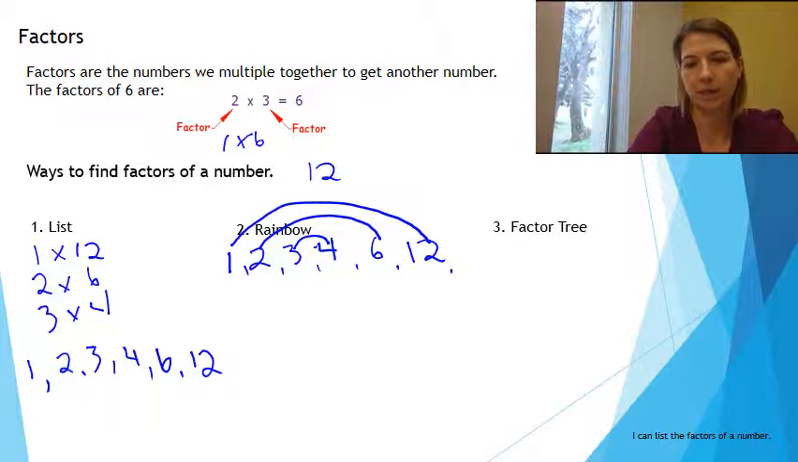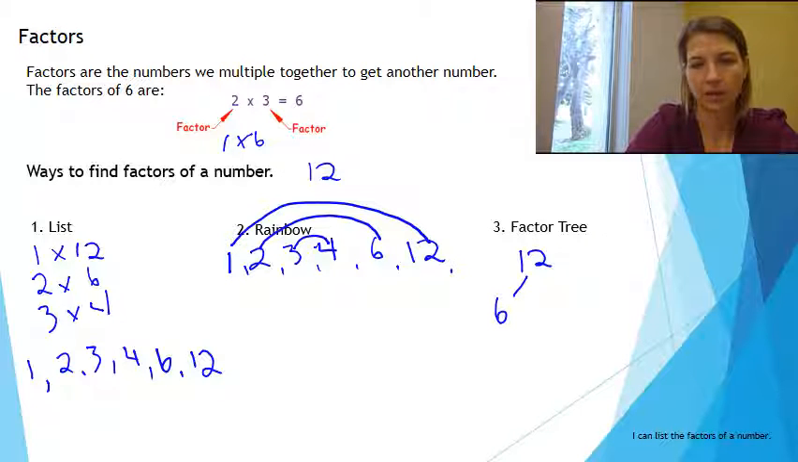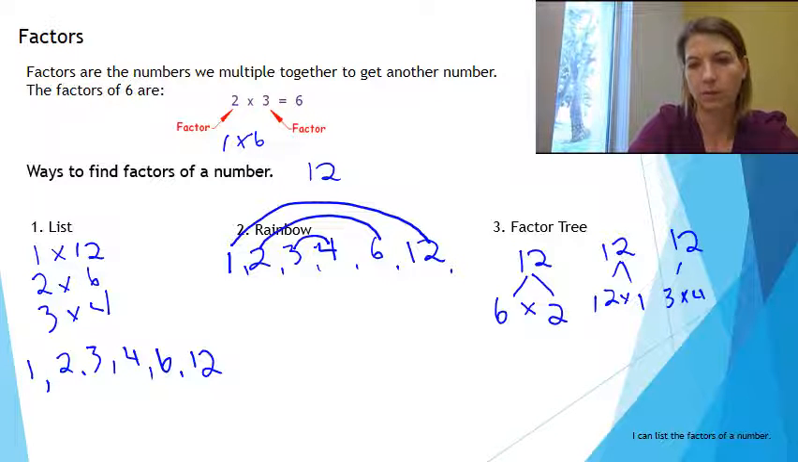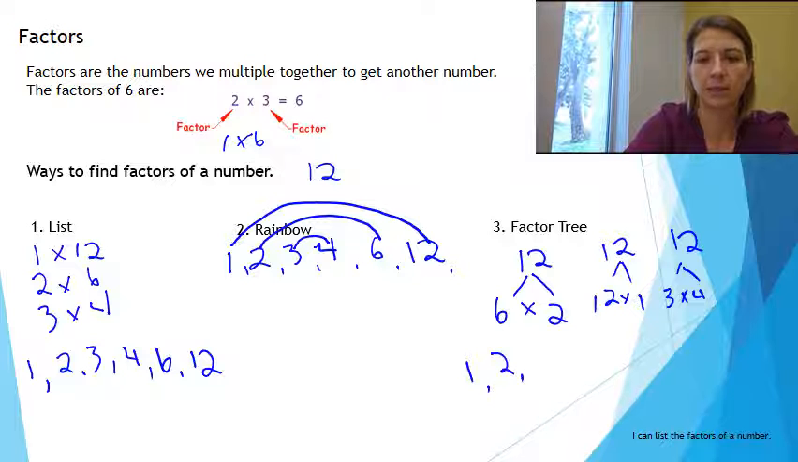Another method is a factor tree. We can list 12 and then all the factors. 6 times 2 is 12, 12 times 1 is 12, 3 times 4 is 12. And we get the same list each time, whichever strategy we use.